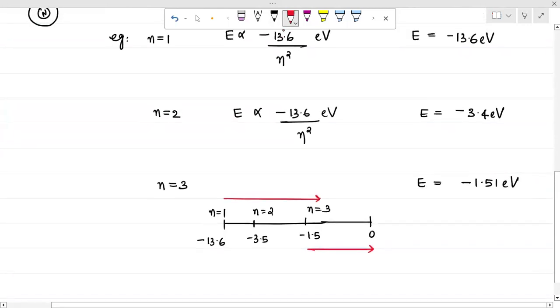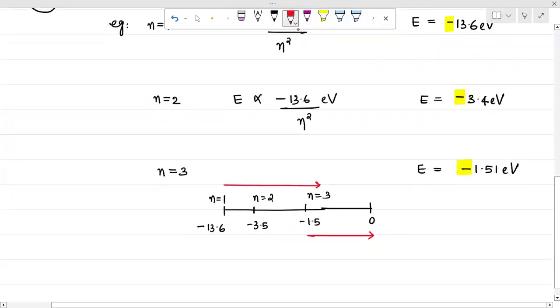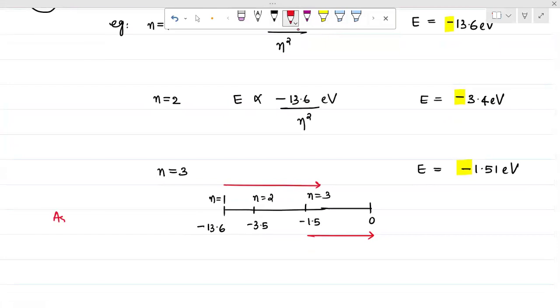So don't come to this notation that 13.6, 3.4, 1.5. It's not decreasing, it is increasing. You have to consider that negative sign. So as your value of principal quantum number increases, your energy also increases.